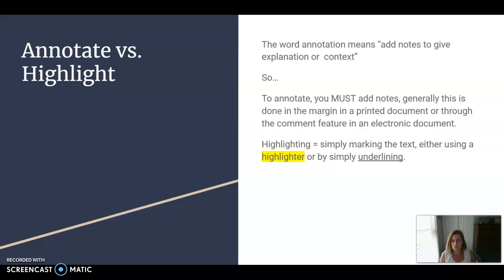Highlighting just means marking the text either with a highlighter or underlining it. That has some value, and makes it easier to go back and maybe find some main ideas. But when you put it in your own words, like in the margin, when you interact with the text, that helps you, especially if you're going to be doing some kind of response to a reading.